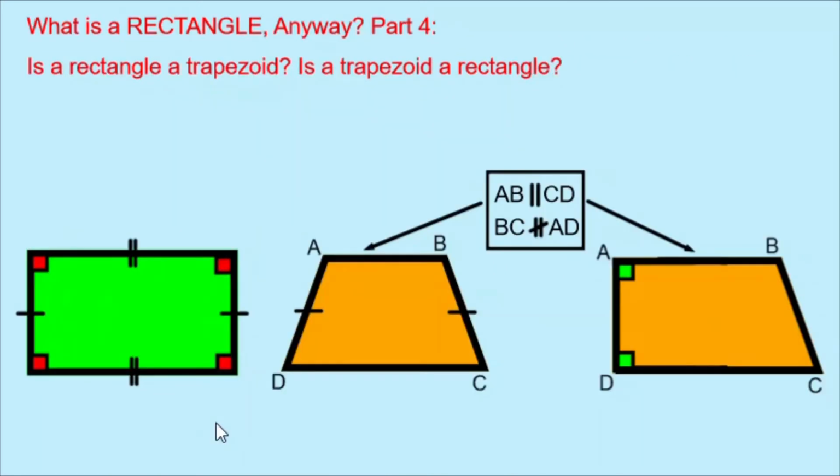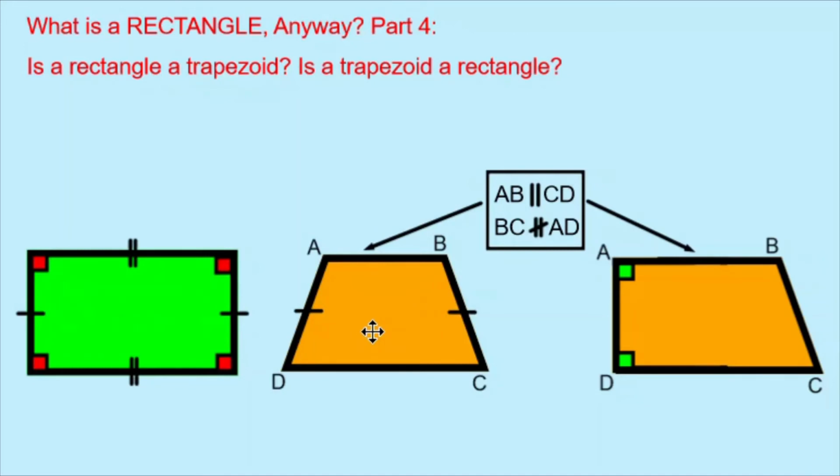Is a rectangle also a trapezoid? And is a trapezoid also a rectangle? Here we have a green rectangle. We can see that the two shorter sides are equal in length to each other, and the two longer sides are also equal in length to each other. We see by these little squares in the corners that it has 4 internal 90-degree angles.